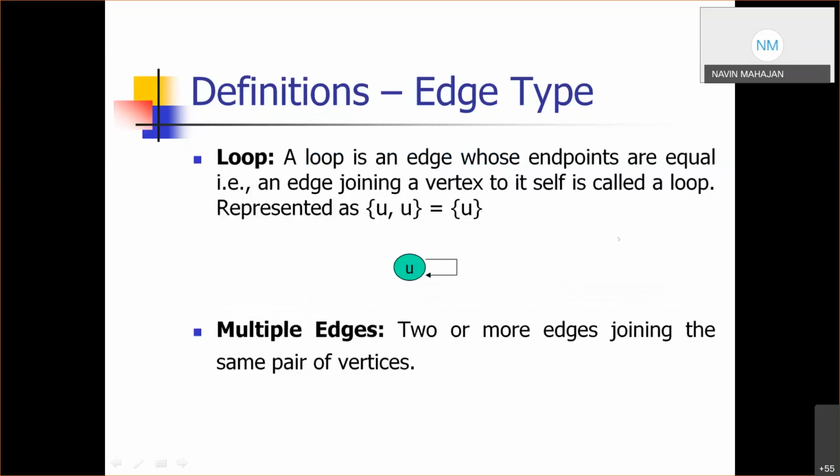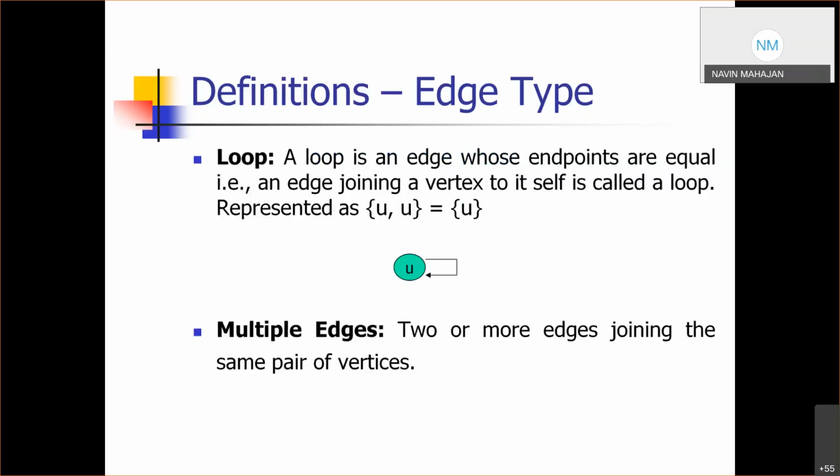What is a loop? A loop is an edge whose endpoints are equal, that is, the starting point and the terminating point. If it is the same, that is called a loop. So on a vertex u, if I have an edge which starts with u and comes back to u, that is a loop.